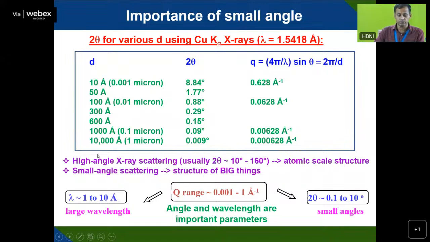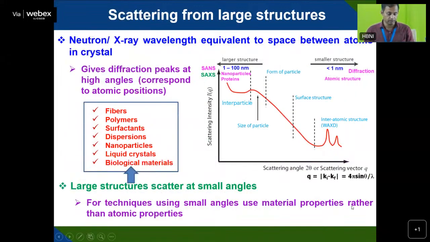So from this you can see that in high angle X-ray scattering, usually 2 theta from 10 to 160 degrees, you will mainly see the atomic structure. But in the case of small angle, you will see the big structure, like nanoparticles, protein structure; particle size you can measure. Q range varies from 0.001 to 1 per angstrom. In that case, lambda is 1 to 10 angstrom, and you get 2 theta equal to 0.1 to 10 degrees. That is a very small angle, and at that small angle we measure the scattering intensity.